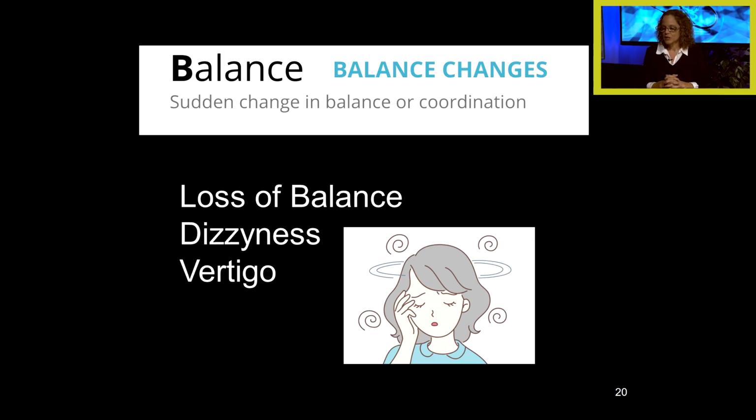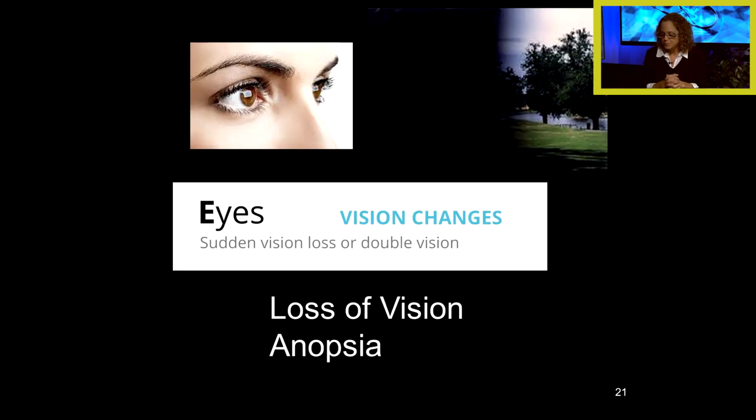When we talk about a sudden change in balance or coordination, we're looking for a complaint of dizziness, perhaps, also called vertigo. Maybe we never even heard a complaint of balance, dizziness or vertigo, but the individual fell down, right? And so this would be a sign that maybe they're having a stroke.